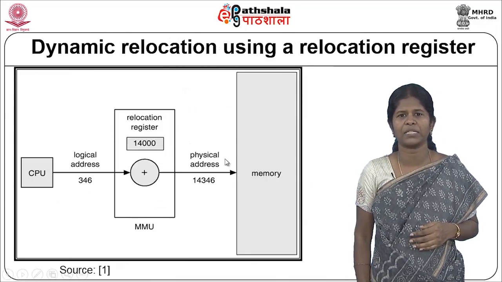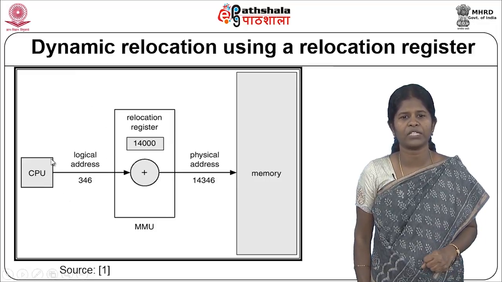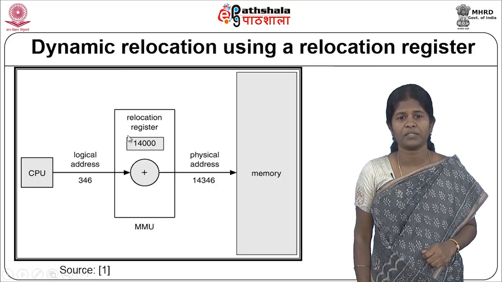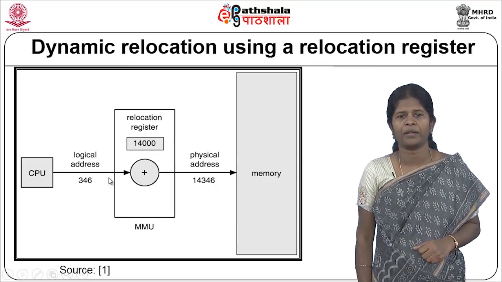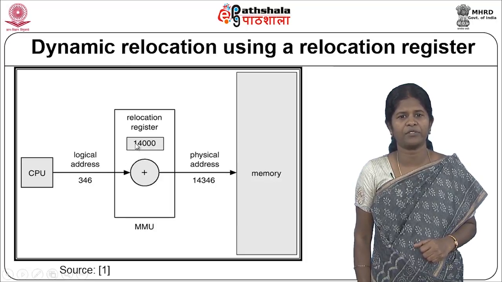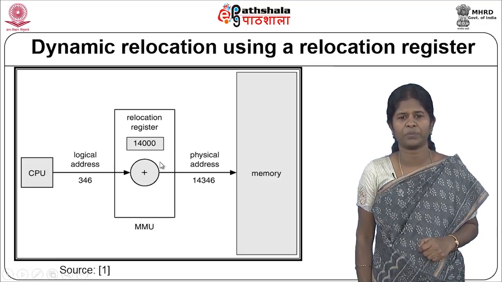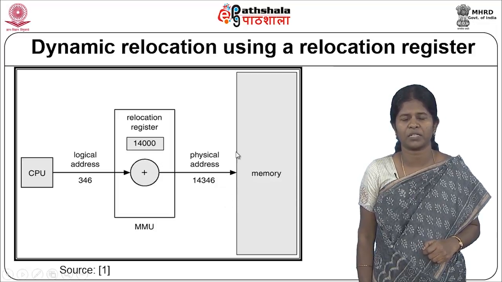So, here we will see this basic simple memory management unit mechanism where you have the logical address generated by the CPU. The CPU generates a logical address 346. This relocation register has a value of 14,000, which is the initial starting address where this process is placed in the main memory. And so, the physical address is got by adding the relocation register, that is the base value, to this logical address that is generated by the CPU. So, I get 14,346 as the actual physical address where it is present in the main memory.